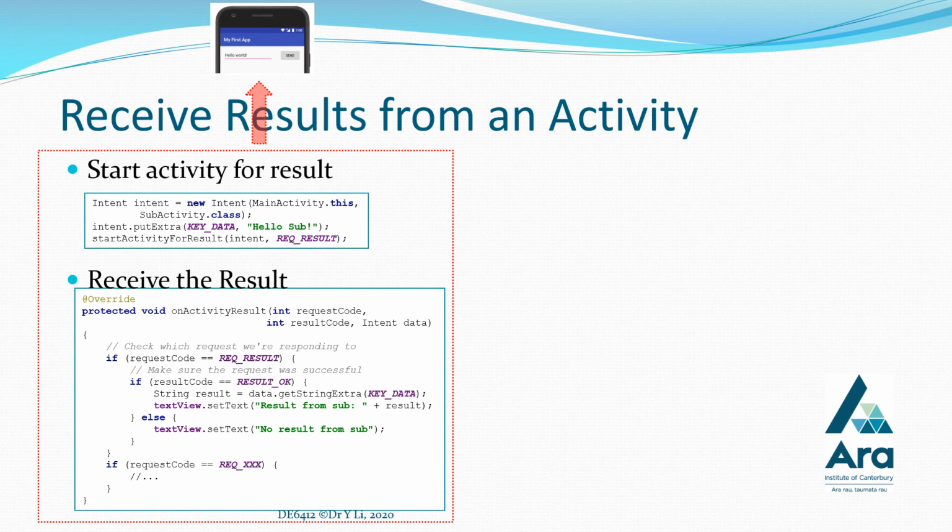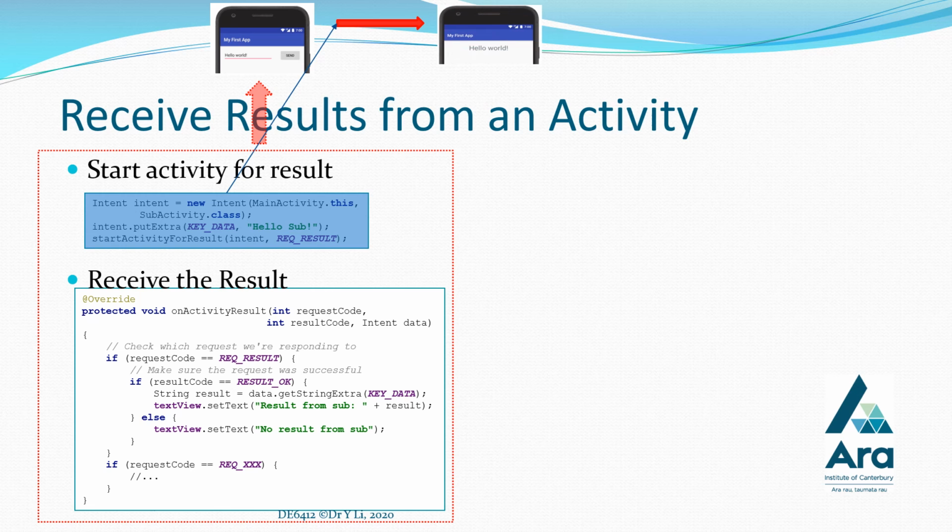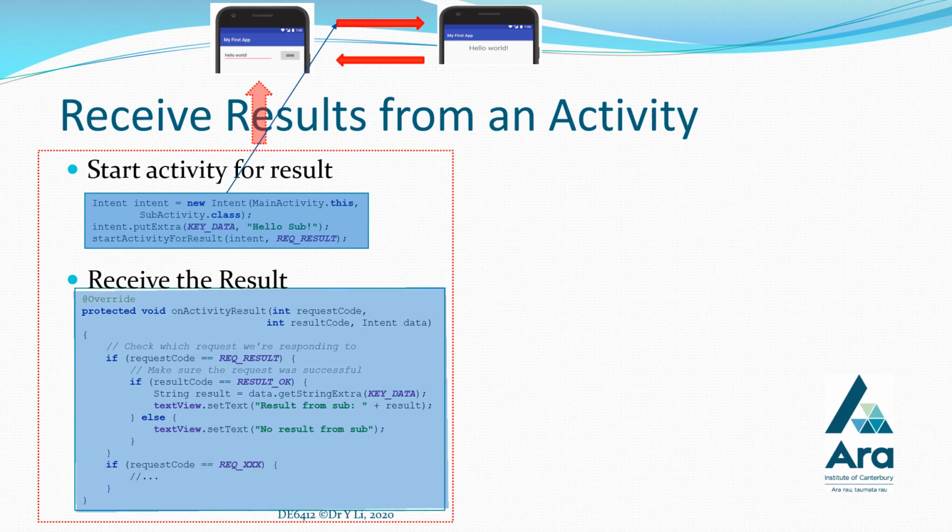To summarize, when the user clicks this send button, this Java code will be executed. The sub-activity is then started. When the sub-activity is finished and closed, it will return to the main activity, and the onActivityResult method is called with the request code we just used, which is this one.